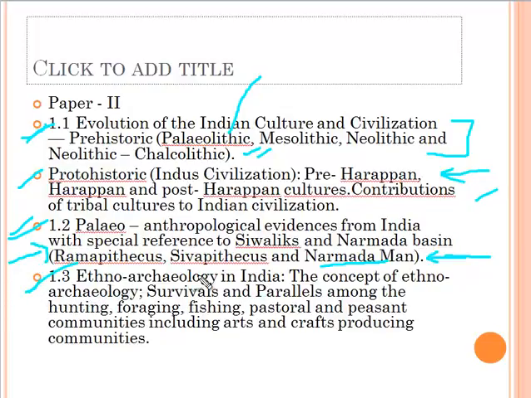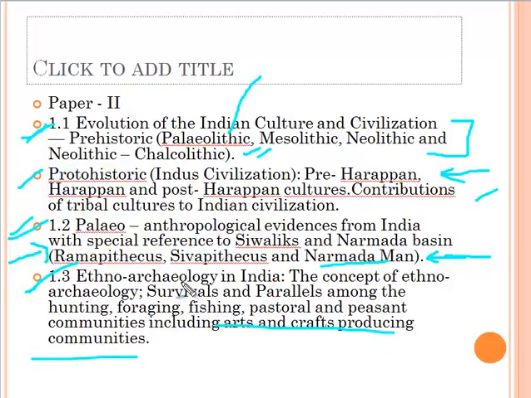Then 1.3, ethnoarchaeology in India. Ethnography means studying some particular culture and writing about it. When it combines with archaeology, it means using archaeological methods to write the history of an ancient culture, or their whole pattern of life. That becomes ethnoarchaeology. So what are the different ethnoarchaeological finds in India, the concept of ethnoarchaeology, survivals and parallels among hunting, foraging, fishing, pastoral and peasant communities, including arts and crafts producing communities.